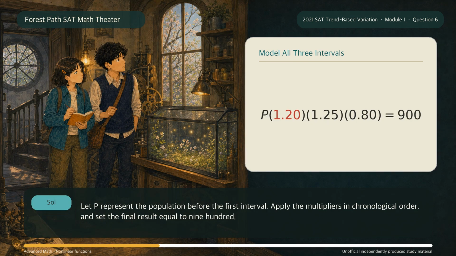Let P represent the population before the first interval. Apply the multipliers in chronological order and set the final result equal to 900.